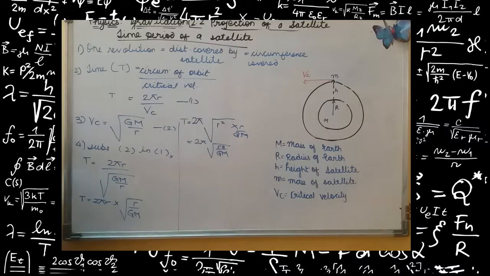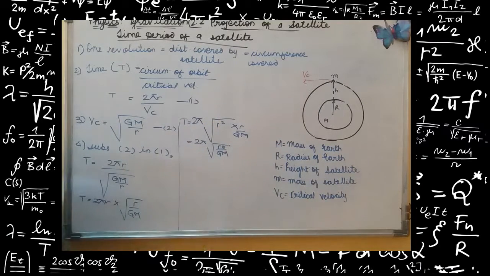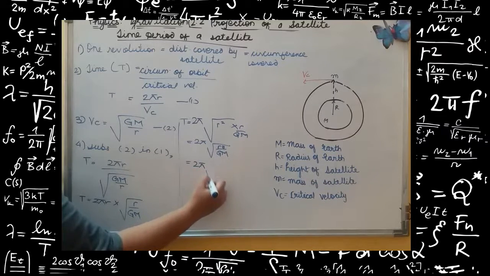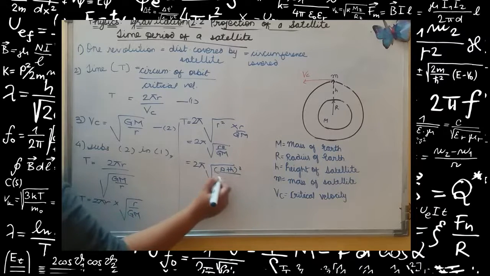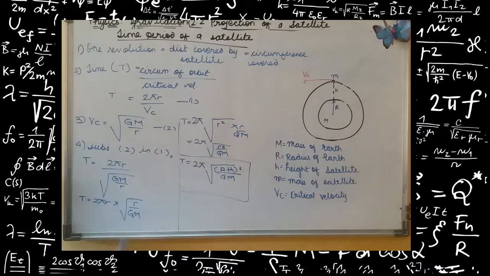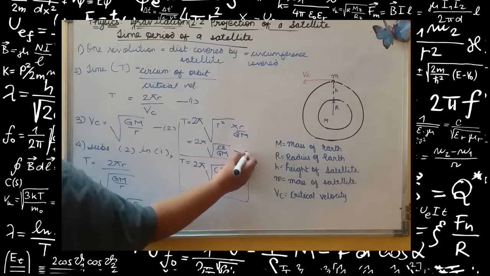But here small r is nothing but capital R plus h. So we will substitute it: T is equal to 2 pi under root of (R plus h) the whole cube upon GM. So this is our expression for the time period taken by a satellite to cover one revolution around the Earth. This is equation number 3.